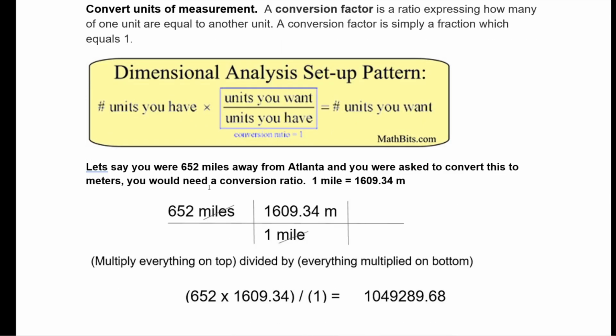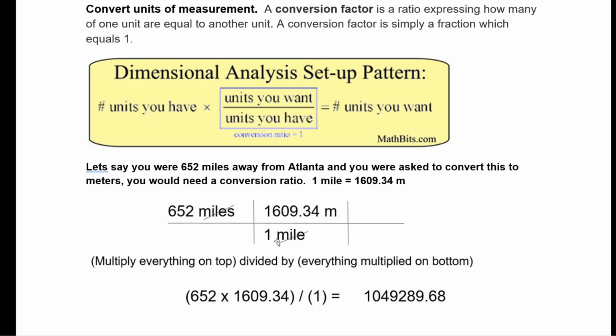So then when we come down here, let's look at an example to make a little more sense. So let's say you have 652 miles from Atlanta, and you're asked to convert this 652 miles distance into meters, right? So there we go. We've got the units we have, 652 miles. Down here, we're going to put the units we have, 1 mile. Well, our conversion factor here is 1 mile is 1,609.34 meters in this instance. So we put that up top.